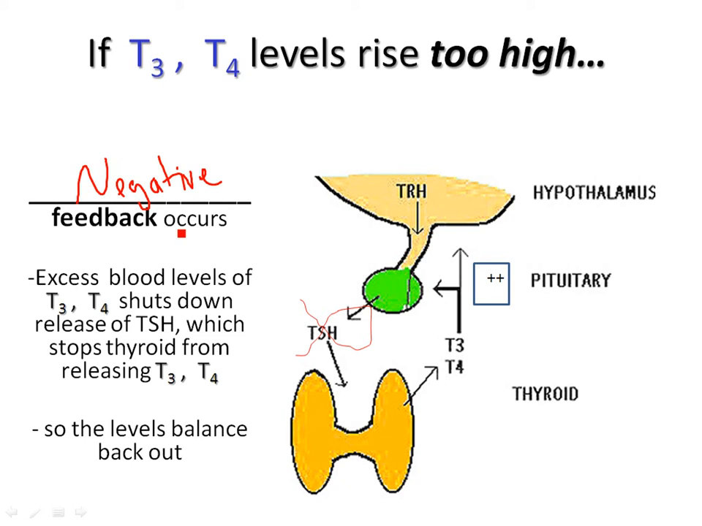So when this happens, for some reason, T3 and T4 is just a little bit too high. We're going to sense this here in the hypothalamus and the pituitary, and we're going to stop. We're going to decrease or lower the TSH that's being produced. And when that happens, that lowers the amount of T3 and T4 that's going to be released. So again, we're going to balance out our levels until we get back to normal.